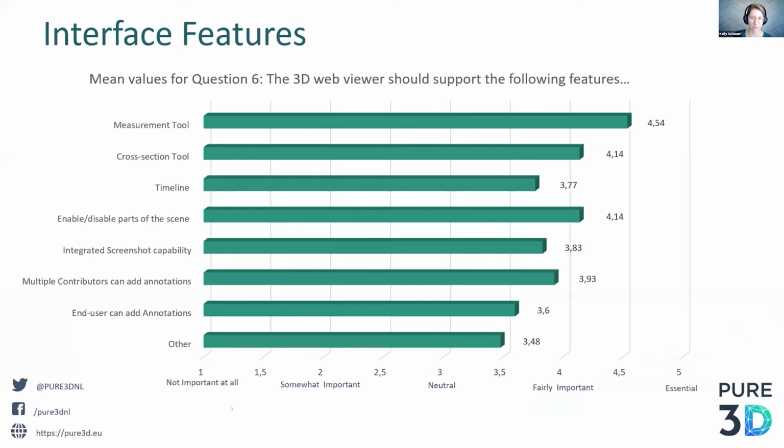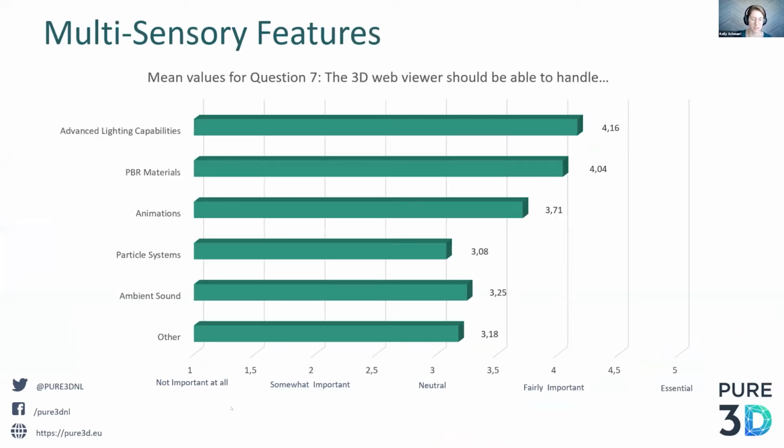So this chart shows the results from question 6 of the survey. We used a 5-point Likert scale, and some of the highly valued features were measurement tool, cross-section tool, and the ability to toggle on and off different parts of the scene. This graph shows some less popular features, which were used to enhance some multi-sensorial aspects of a 3D research project. According to the results, advanced lighting capabilities and high-quality PBR materials were seen as important for a 3D viewer.